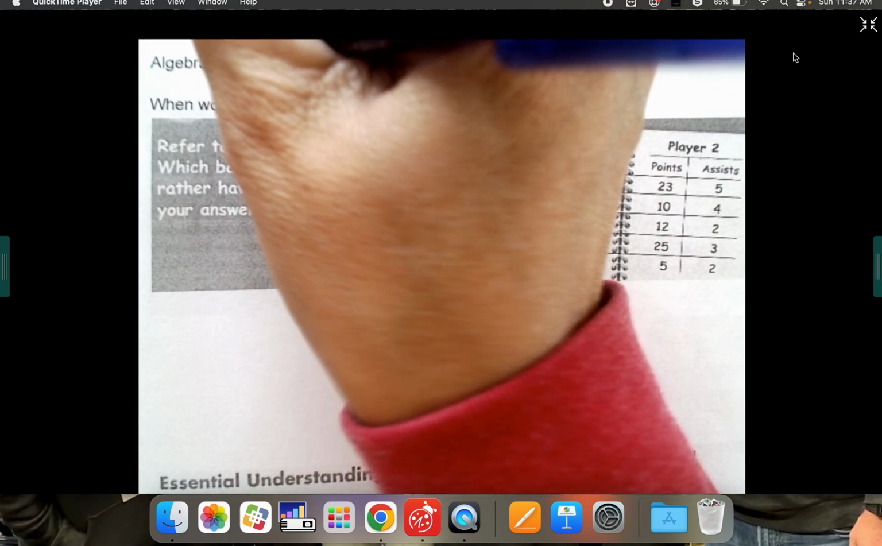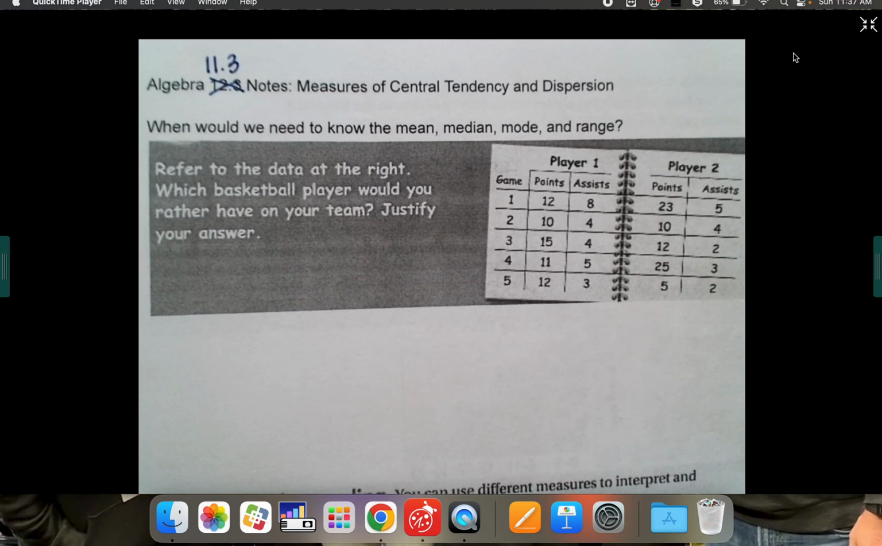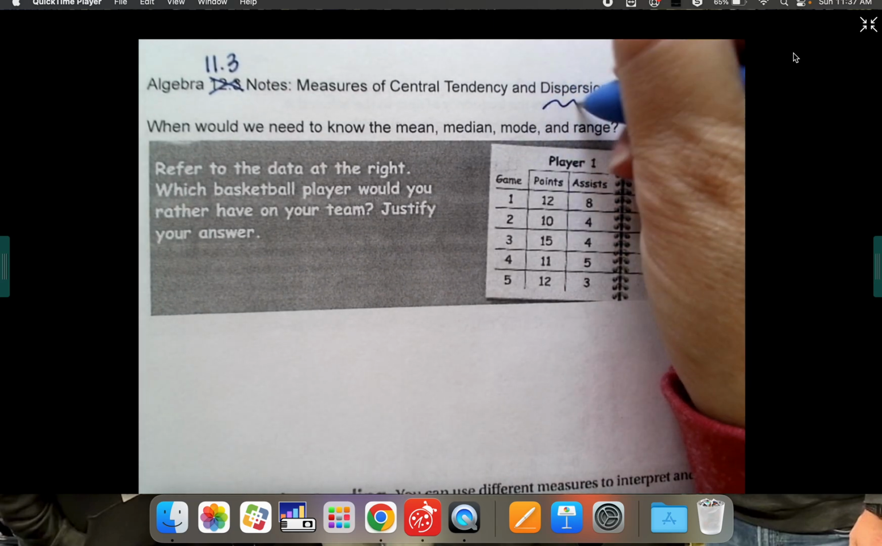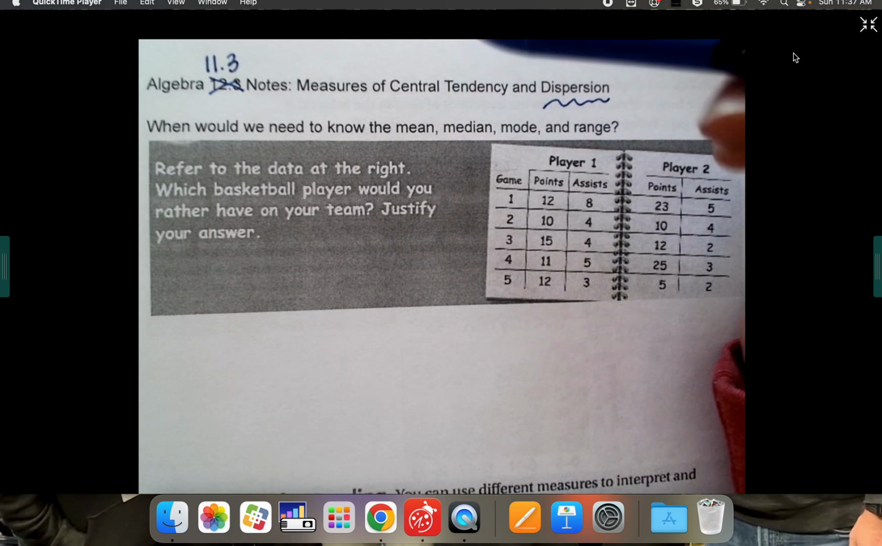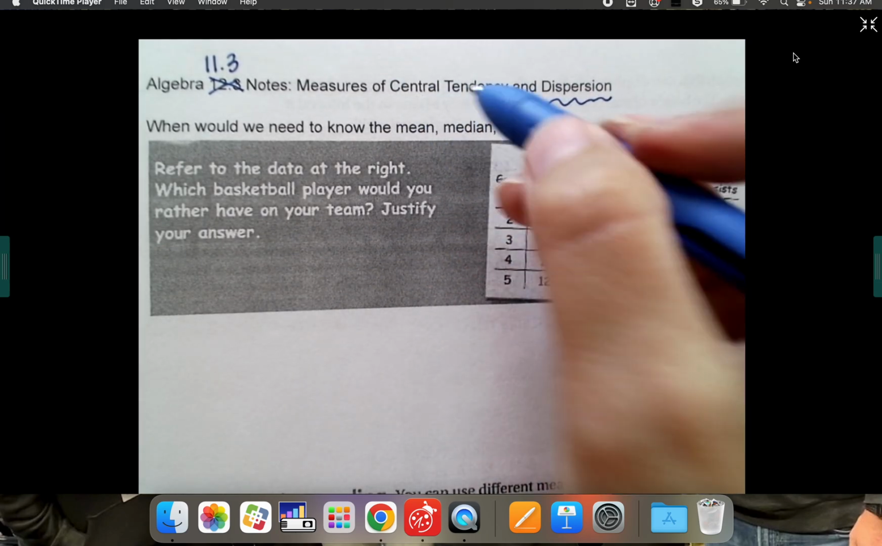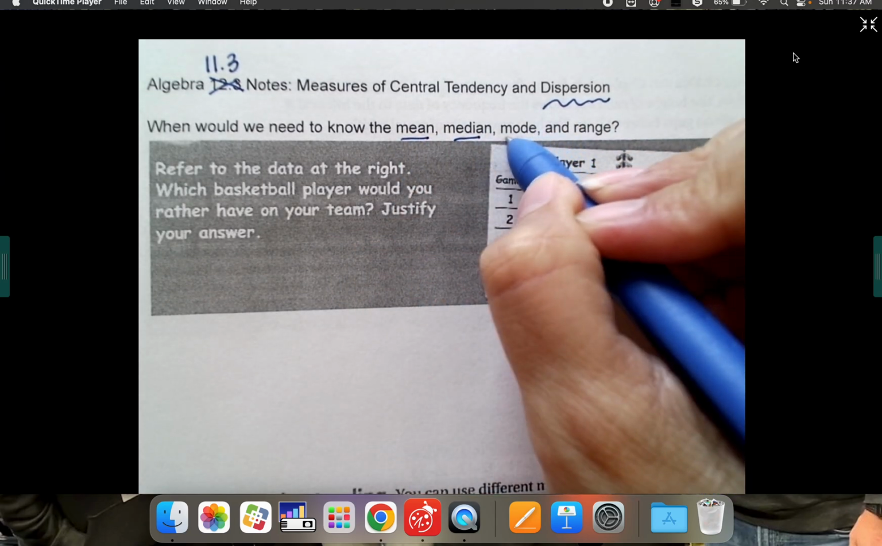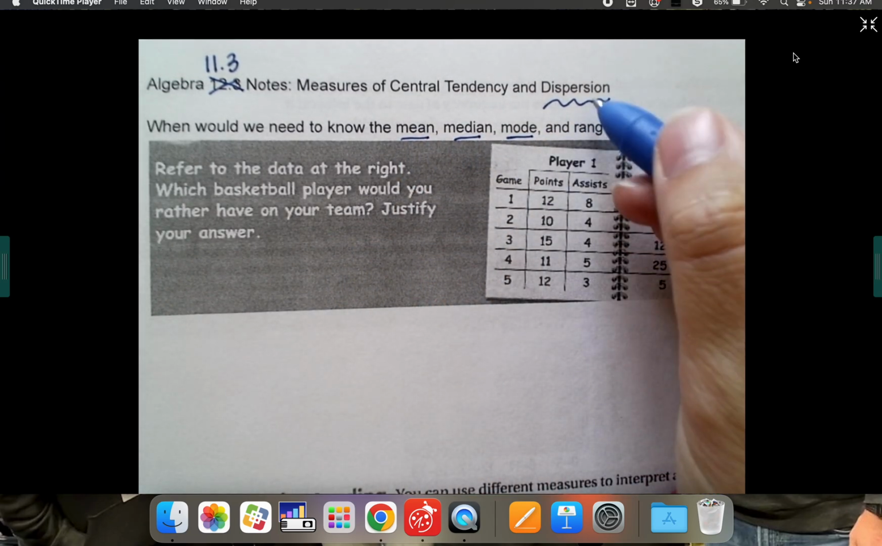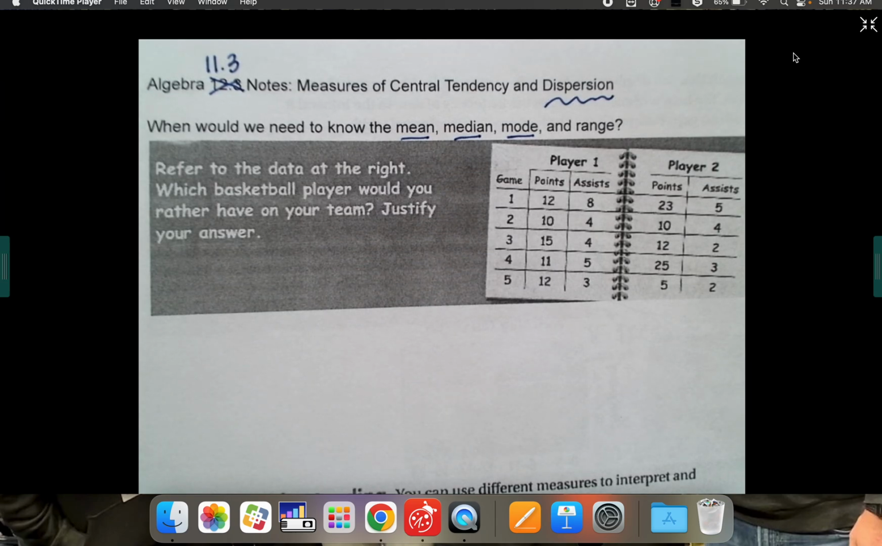11.3 notes. This is measures of central tendency, and we're going to talk a little bit about dispersion, so how dispersed some numbers are. Measures of central tendency are mean, median, and mode. Range is more going to have to do with how dispersed the numbers are. We'll get to that in a minute.